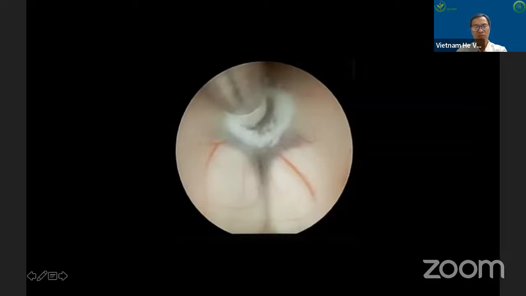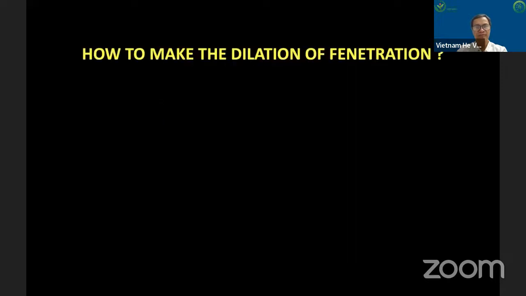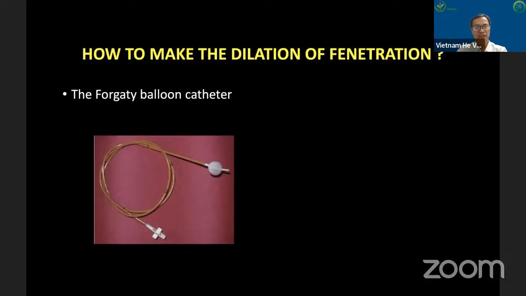We make a hole with the electrocoagulation probe. As the hole is done, its diameter is about 4 or 5 millimeters. And to make a large fenestration, I use a Fogarty balloon. You can see the balloon like that. I bring this Fogarty catheter from the cardiovascular surgeon.